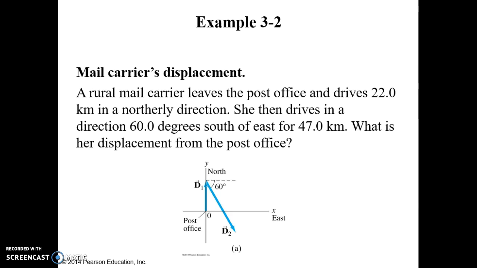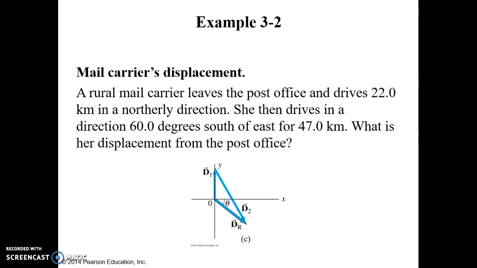First example. A mail carrier leaves a post office and drives 22 kilometers in a northerly direction. She then drives in a direction 60 degrees south of east for 47 kilometers. What is her displacement from the post office?